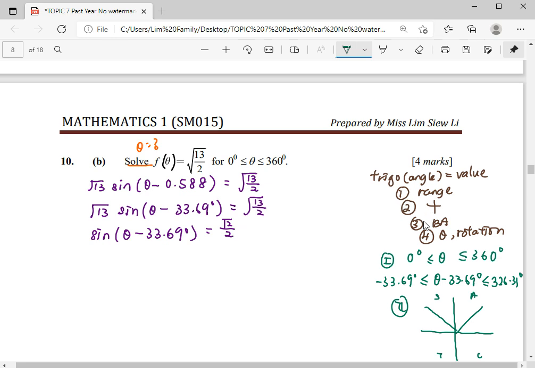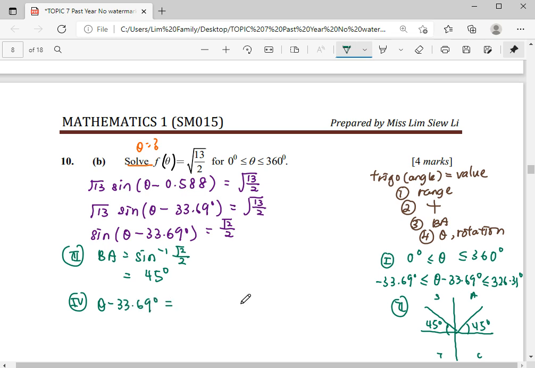And then number 3, we go for basic angle. So now we can start moving our sine to the right hand side here. What we find out here is our basic angle, which is our alpha. So you get 45 degree. So here is 45 degree, here is 45 degree. Then lastly, we can get our answer, which is our theta minus 33.69.